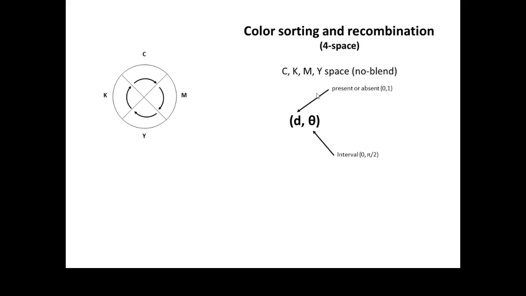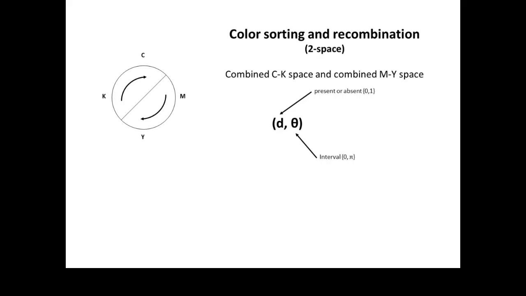This is color sorting and recombination, and this is called a 4-space. This is CMYK, or CKMY. This is no blend, meaning that these quadrants are separate, and there's an interval here of presence and absence. So we have these intervals that are independent of one another, but they're in the same circle. And it can give you information, say, about mapping between the different color components. There are a lot of things you can do with this sort of 4-space circular representation.